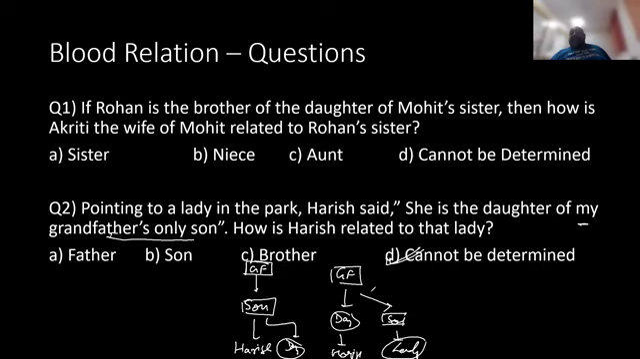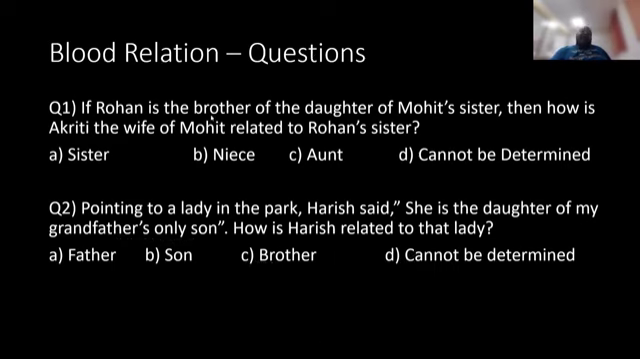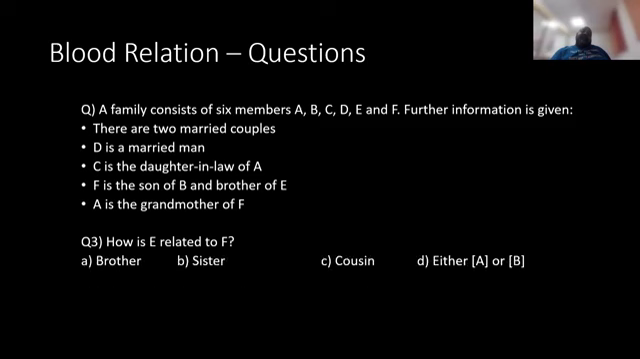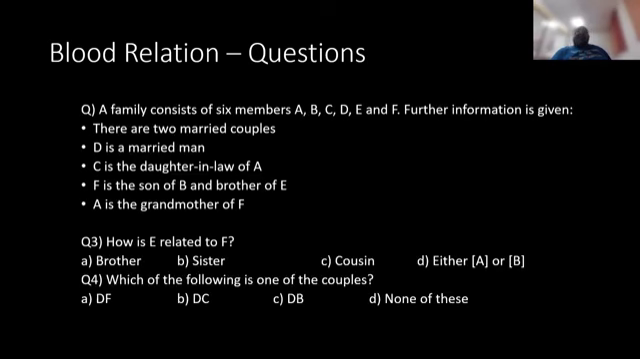Moreover, we do not know Harish's gender as well. At no point have we been told Harish's gender. So even if Harish is female, in that case, Harish is the sister of the lady, and therefore, because of the gender and the parent confusion, I cannot determine how Harish is related to the lady. Right? So for question 2, the answer becomes D. Do not assume.